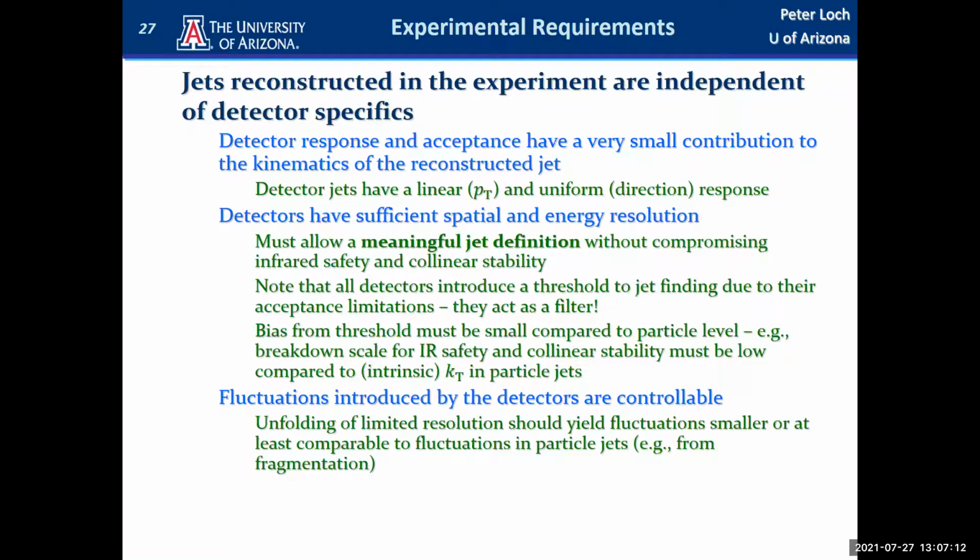In general, I think we all understand that the detector response and acceptance, so the ability of the detector to see something or not, and the response of the detector, should have the tiniest contribution to the kinematics of the reconstructed jet. This is after I fully calibrated it. We try to realize this by calibrating our jets such that they have a linear response in PT, and they have a uniform directional response. That means wherever the jet goes in terms of rapidity, it's measured correctly.